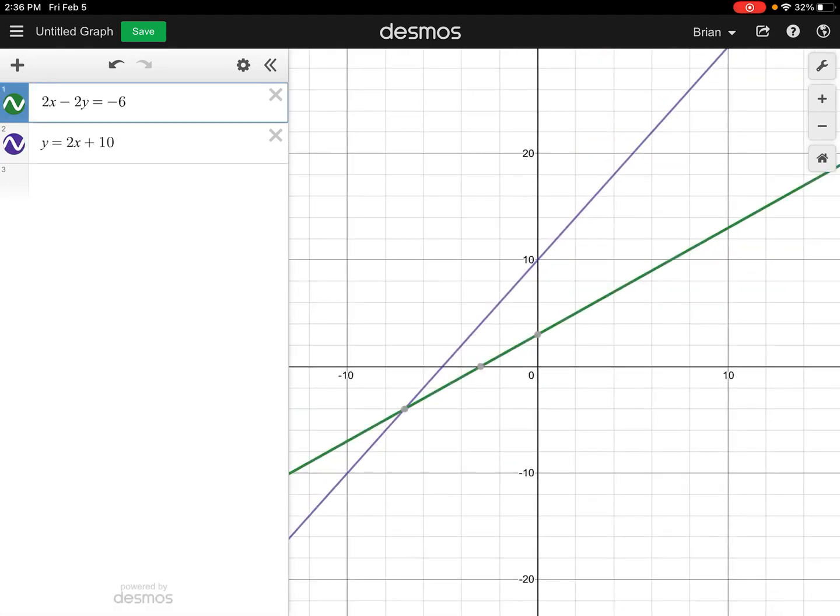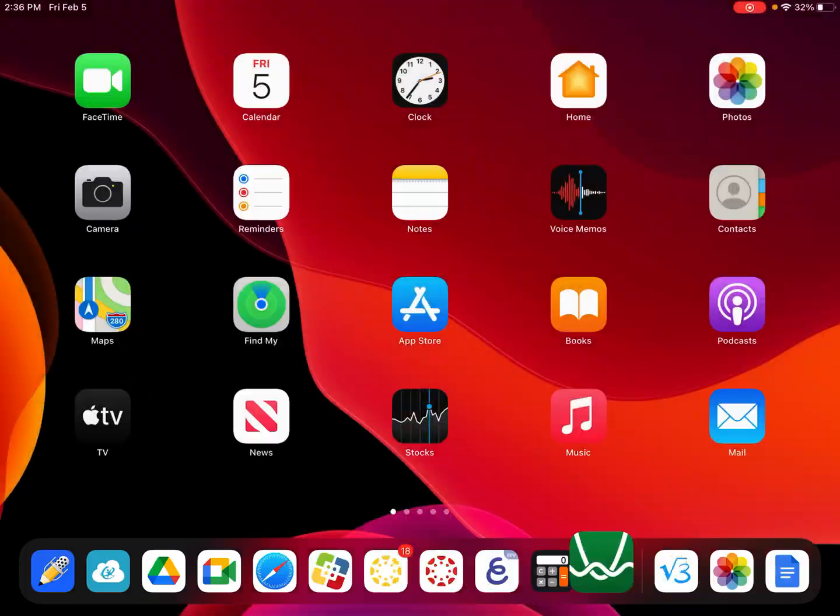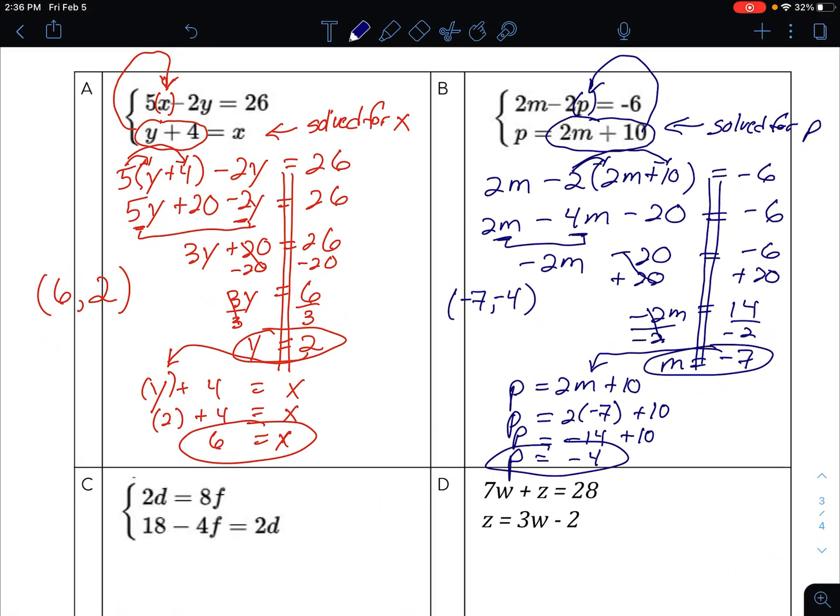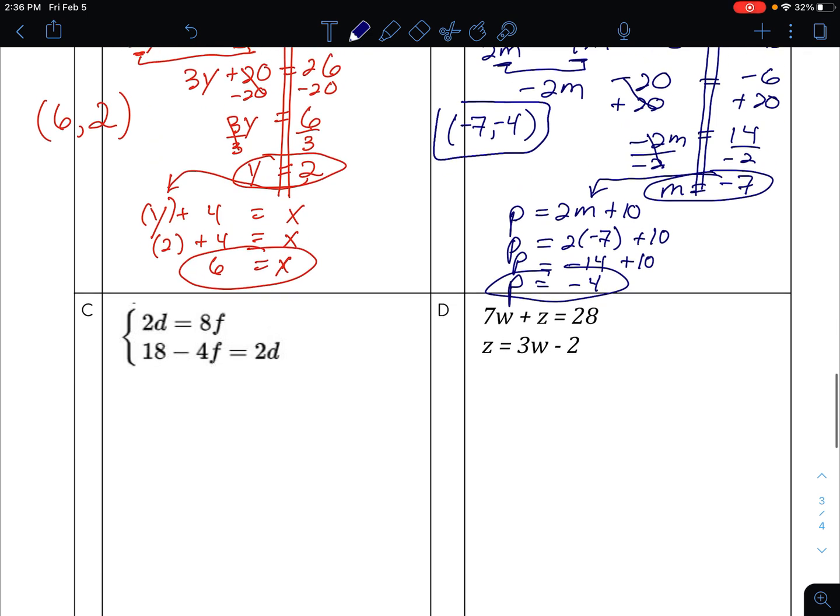Let's see, I'm going to zoom out. All right, so negative 7, negative 4 is where they cross. And that is what we had here, yes, negative 7, negative 4. Okay. Just like the previous page, I think I'm going to skip part C. I'm going to go to part D here.